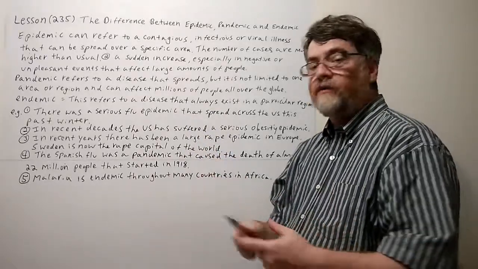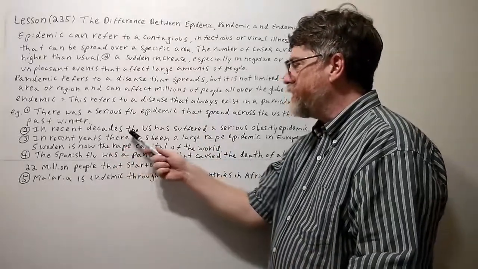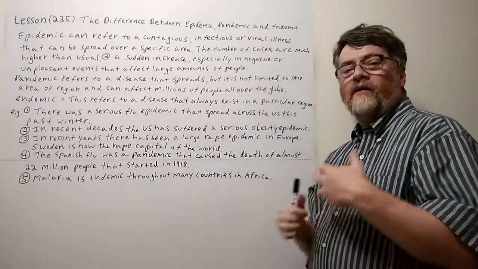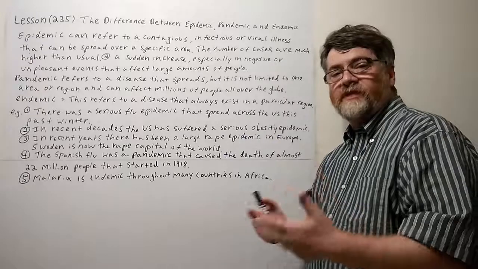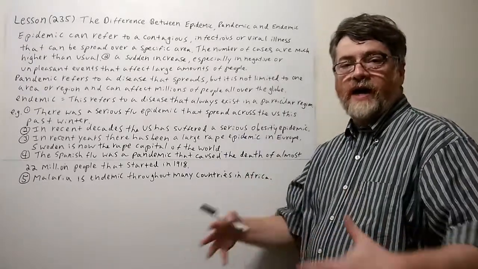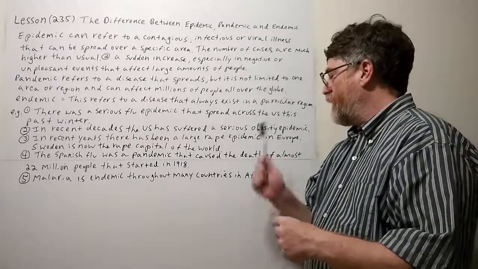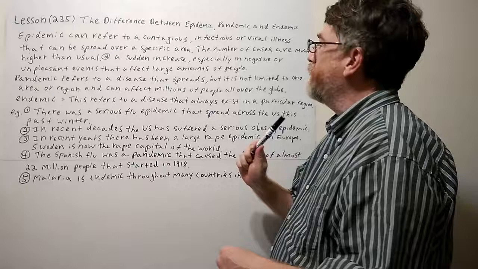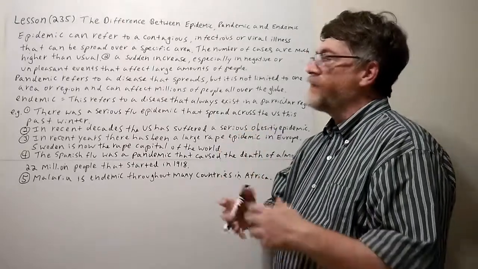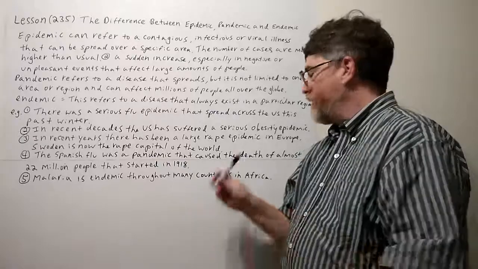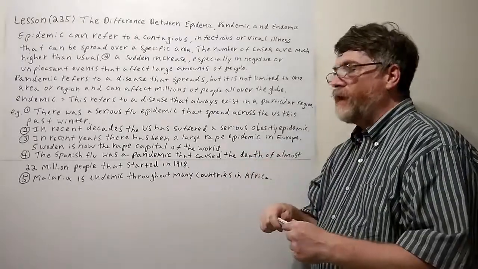All right, let's look at number two: In recent decades, the U.S. has suffered a serious obesity epidemic. Now, this is a good example because it's not specifically a disease, but it is a problem. Being too overweight could also be an epidemic. It's one of these unpleasant events or some unpleasant occurrence that's negative. So we can say that.